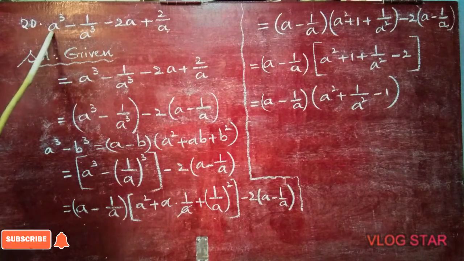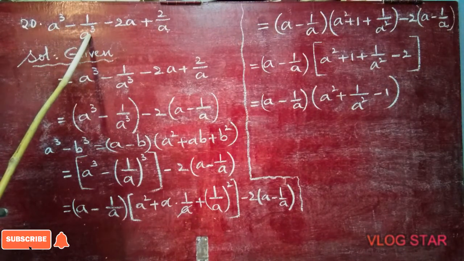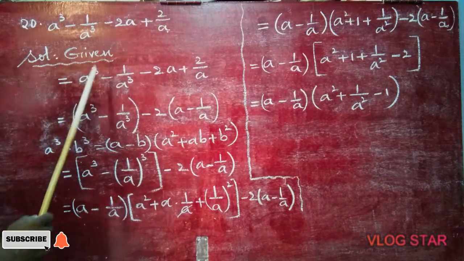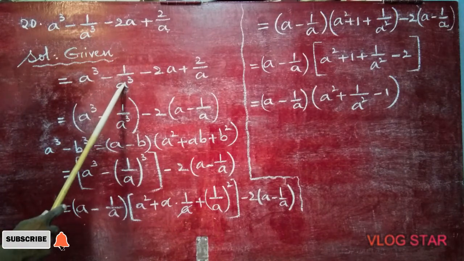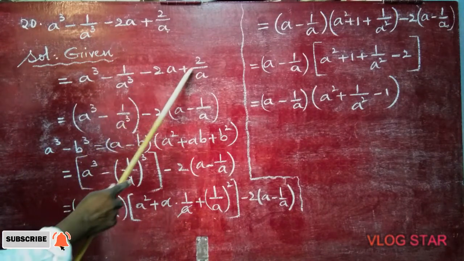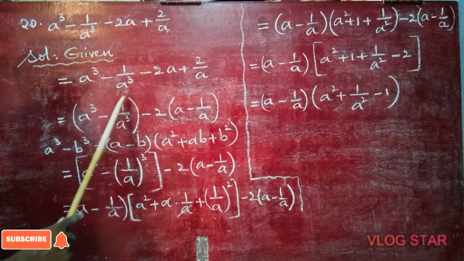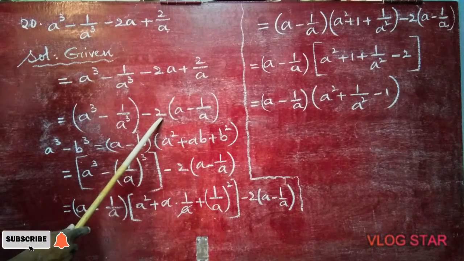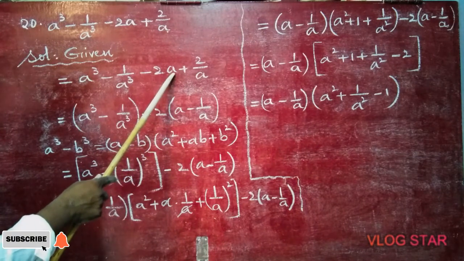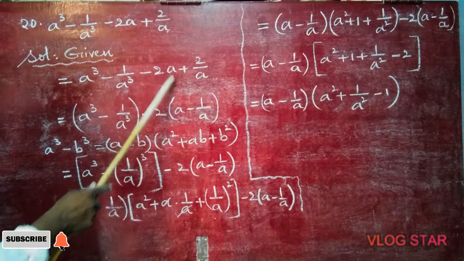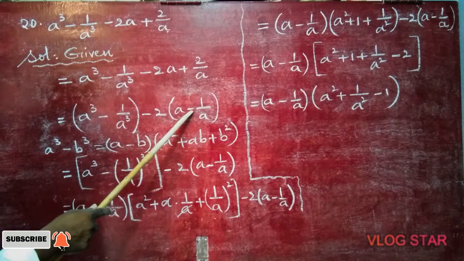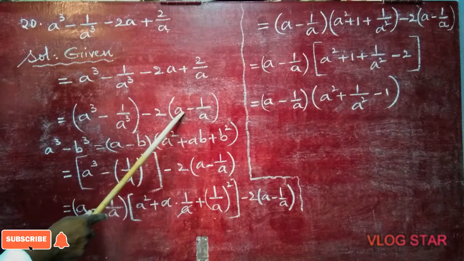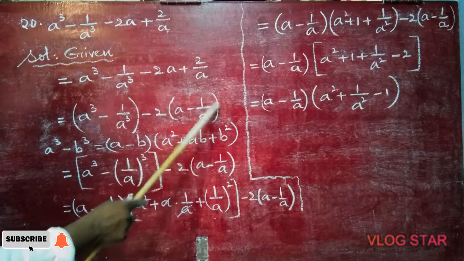20th problem. A cube minus 1 by a cube minus 2a plus 2 by a. Solution given. A cube minus 1 by a cube minus 2a plus 2 by a. Take first two terms in one bracket, and from the next two terms you take minus 2 common, and remaining is minus will become plus, and here a will be there. Plus becomes minus, and 2 we have taken common. 2 goes into 1 time. So a minus 1 by a will be left in the bracket.